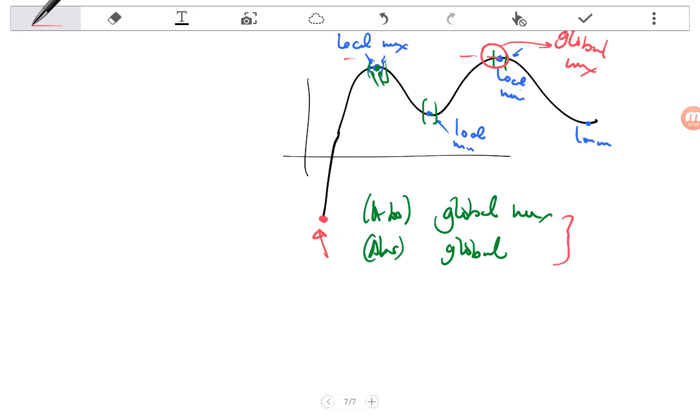So that's why a global maximum or minimum is not required to be a local maximum or local minimum. It just may be one of the boundaries. So a global maximum or global minimum may be a local maximum or local minimum, or it may be the boundaries of the function. These are the boundaries. Okay?